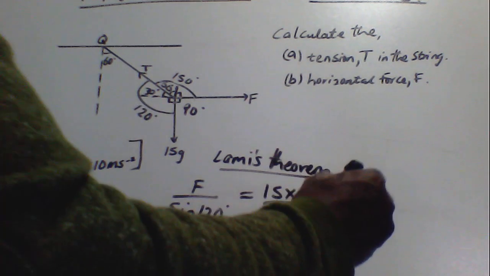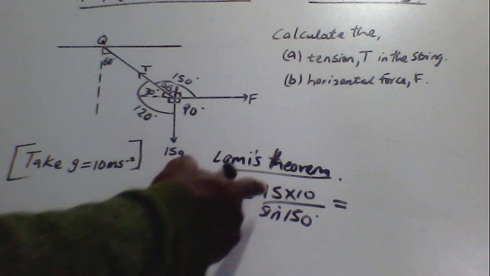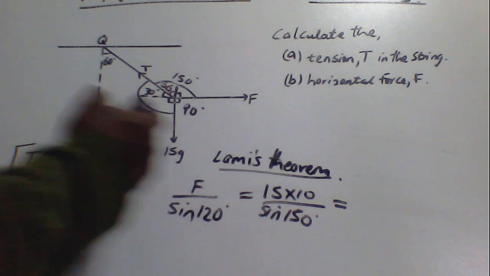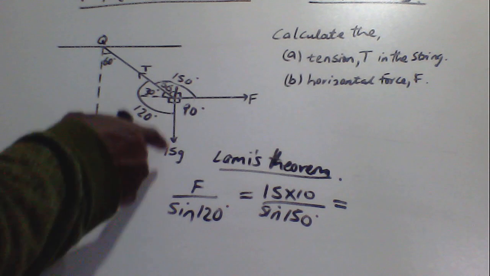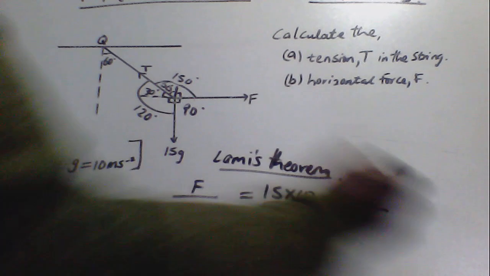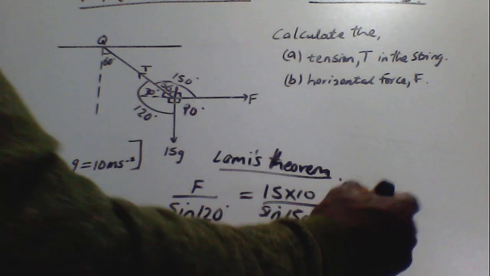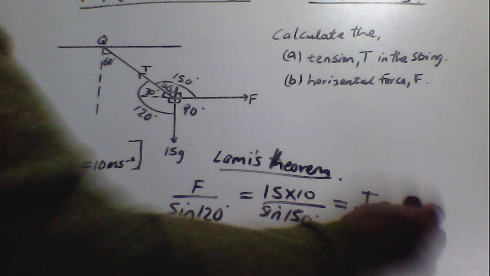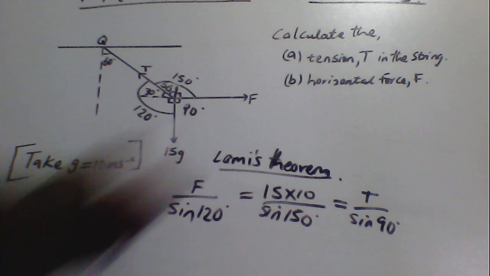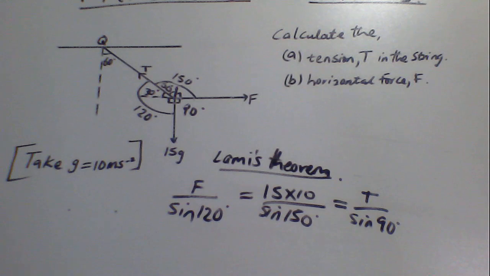So here we have what? 15 times 10 divided by sine 150. Then the next is this angle, this tension, which is T divided by sine 90, because sine 90 is between the 15 gram weight and the force F, the horizontal force F. So once we have written it, the next thing is to use the knowledge of ratio to solve for F and T.